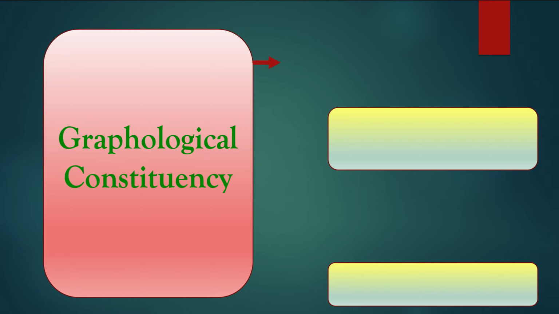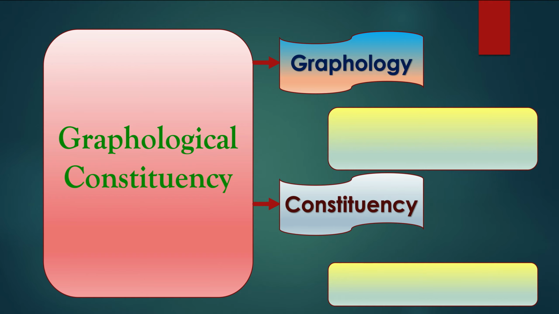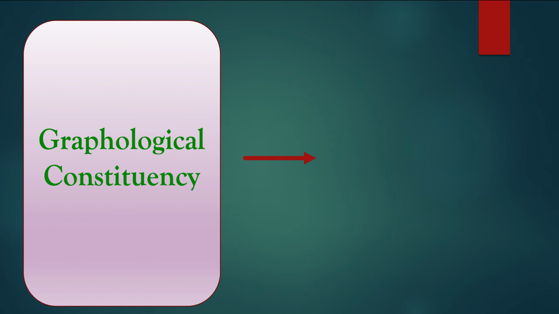Now the term graphological is an adjective, its noun form is graphology. Constituency is a noun and there is no need to explain it. Now we are going to talk about the definition of graphology: the study of a writing system as well as printed symbols of a language. What is constituency? The compositional structure of language. We move on to the next.